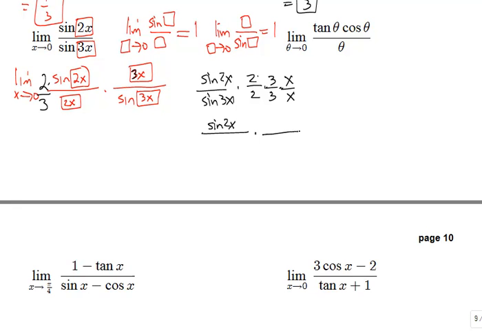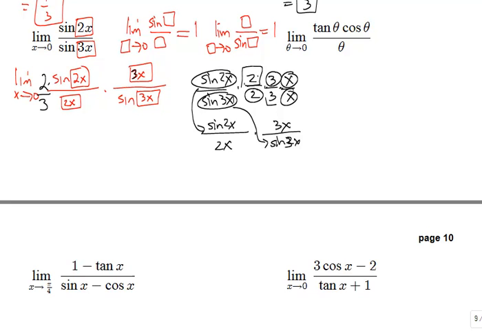So here's how I'm rearranging them. I'm putting the sine of 2x here, and the sine of 3x down here. I'm putting this 2 and this x down here. I'm putting this 3 and this x up here. And the leftover 2 and 3 I'm putting out front. So everything's been accounted for.